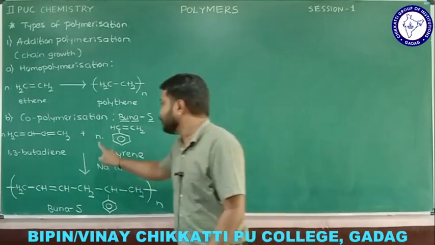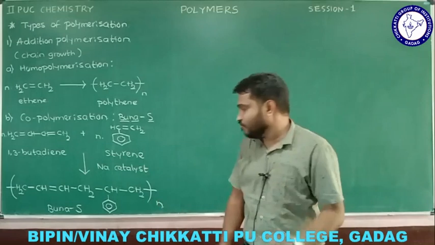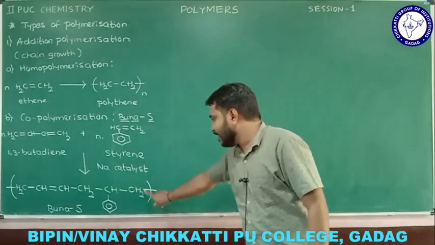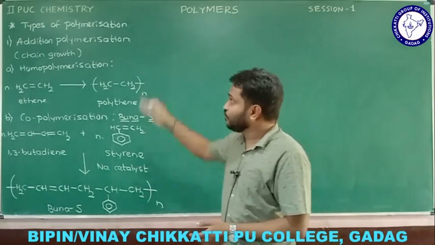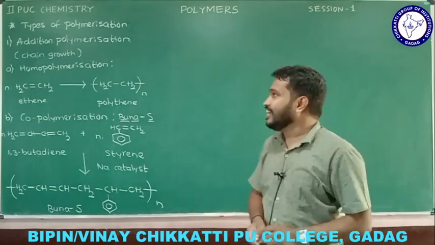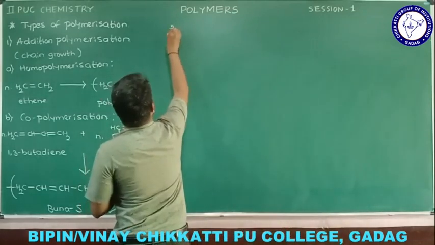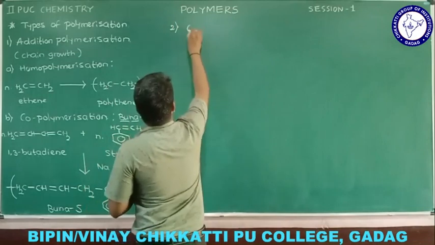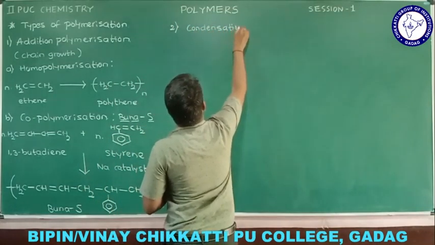And don't forget to write the large number, that will be n and n in case of monomer, and subscript n, and don't forget to mention the extending bond like this. And that is about the first type, that will be addition polymerization or chain growth polymerization. So now I am going to talk about the second one. The second one will be condensation polymerization.